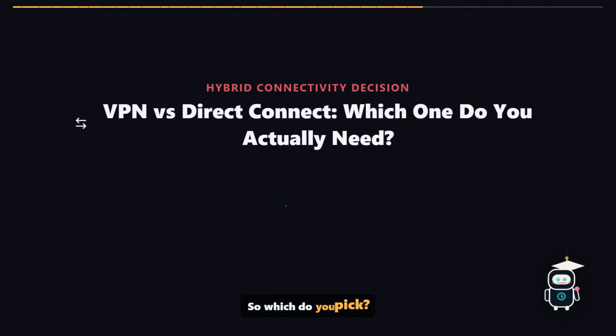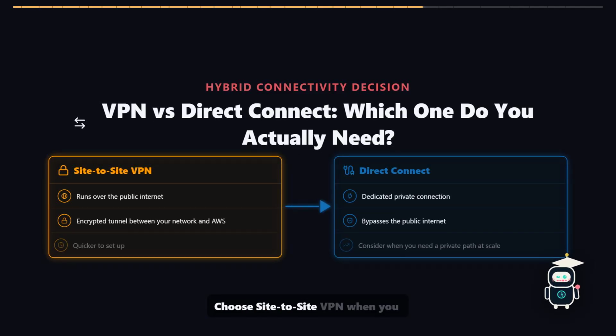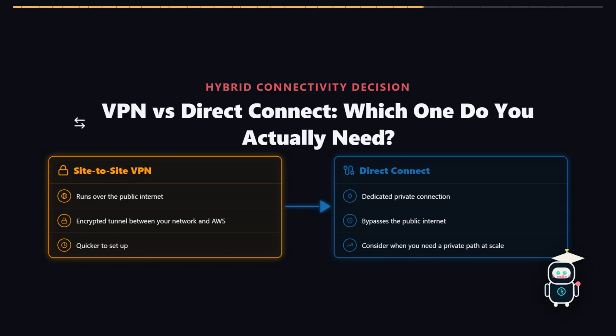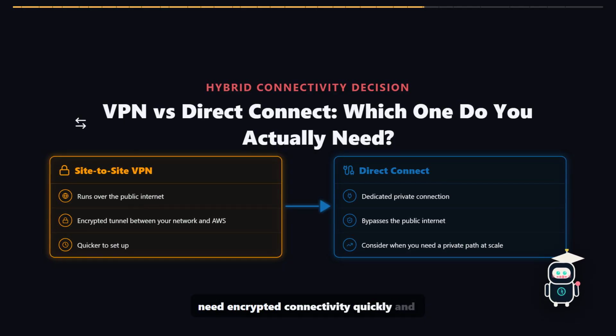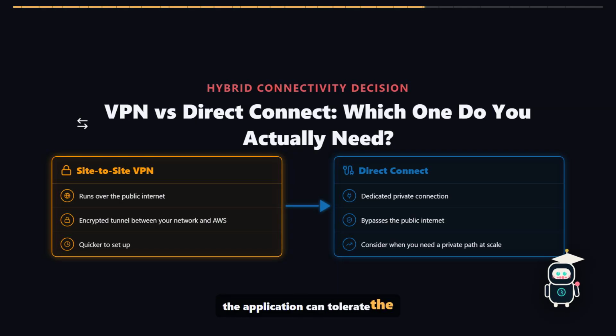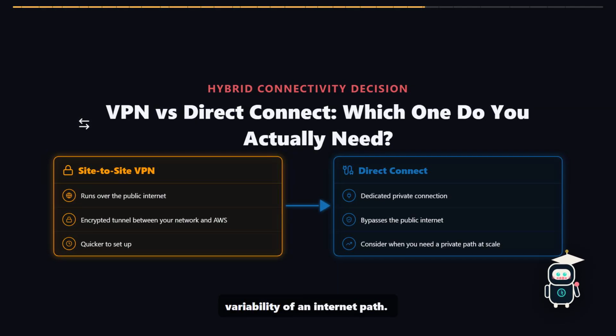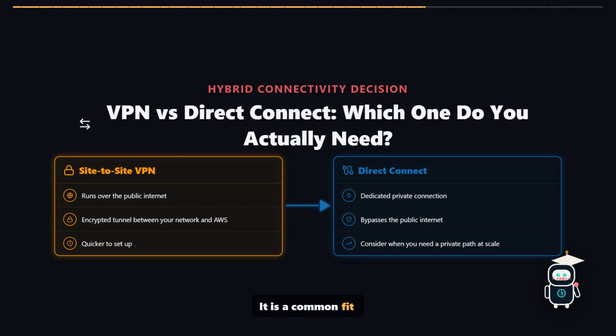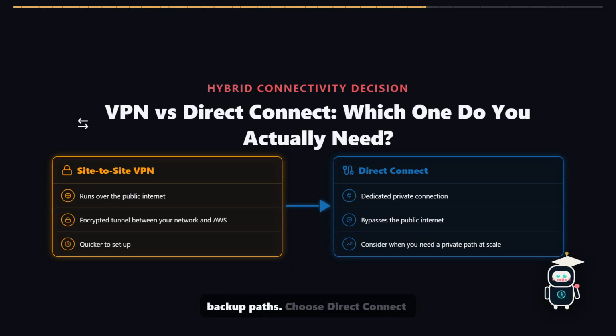So, which do you pick? Choose site-to-site VPN when you need encrypted connectivity quickly and the application can tolerate the variability of an internet path. It is a common fit for pilots, branch connectivity, and backup paths.